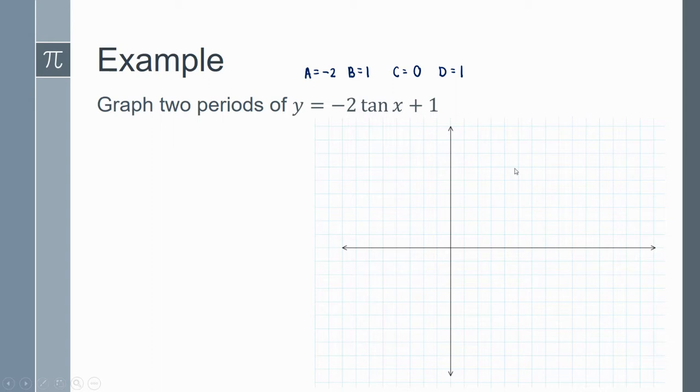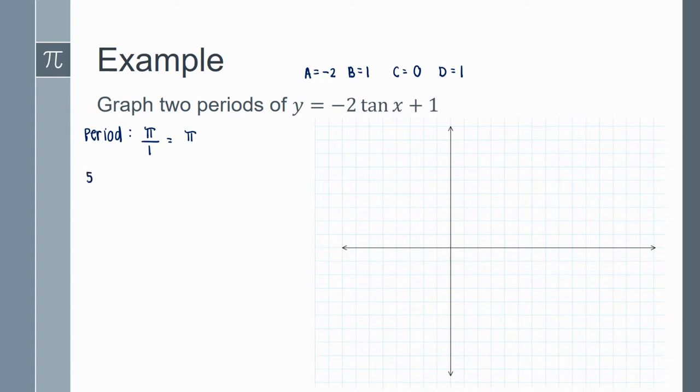So I'm going to use this information, and first thing I want to do is there is no amplitude when we're talking about tangent because the height just keeps going up and it keeps going down. So there's no specific amplitude. Let's figure out the period. Remember, your period is always pi divided by the absolute value of b. Well, absolute value of 1 is 1, and pi divided by 1 is pi. So that is my period.